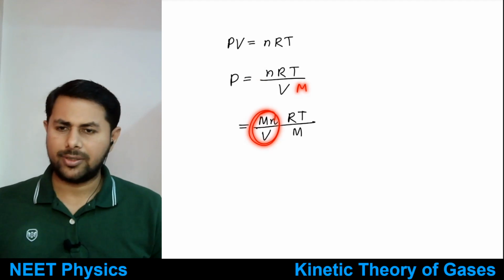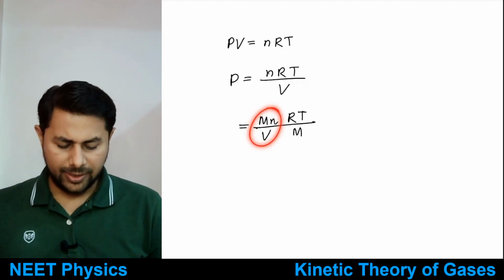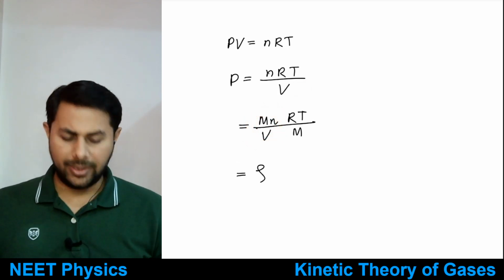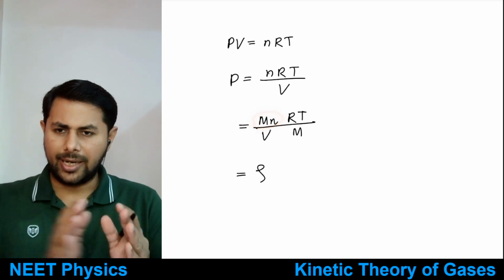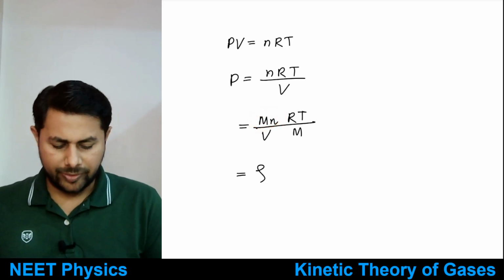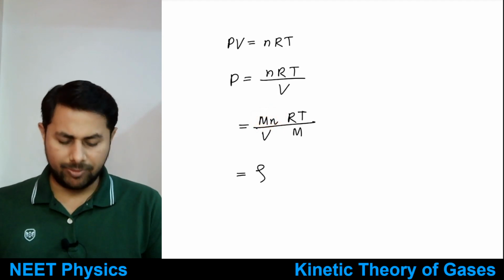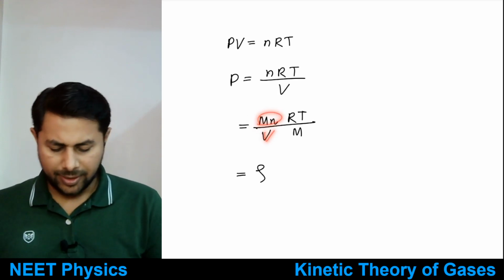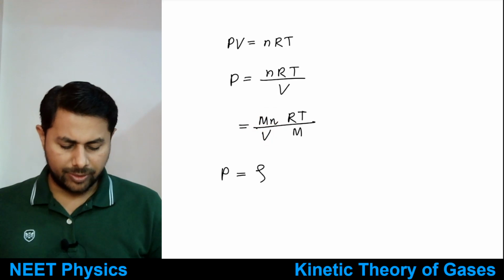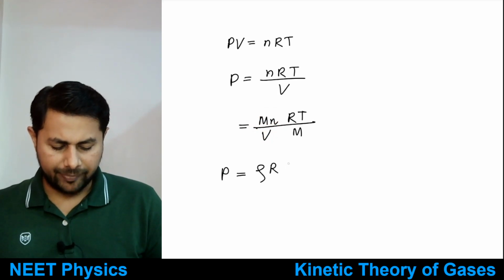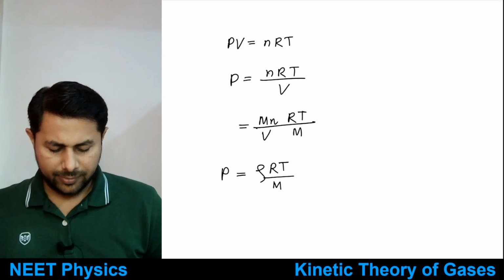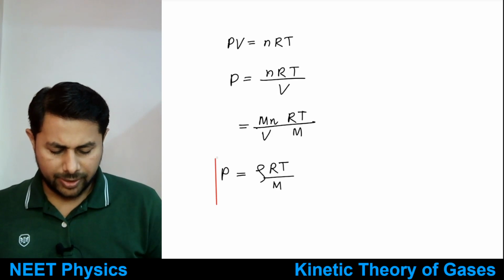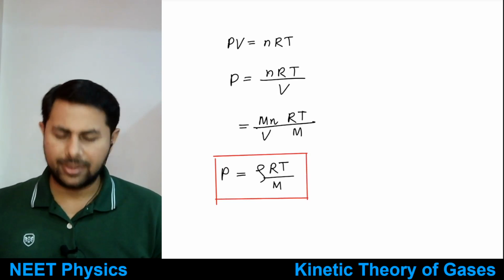So what is this thing? This is the density, because this is the total mass. n moles multiplied by the mass of 1 mole is the total mass of the gas. So mass upon volume is density. So you get this formula: pressure is equal to rho RT by M. You get another formula, this is very handy. Pressure is equal to rho RT divided by M.